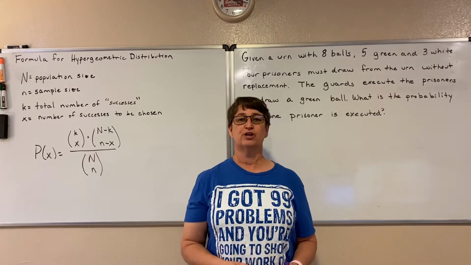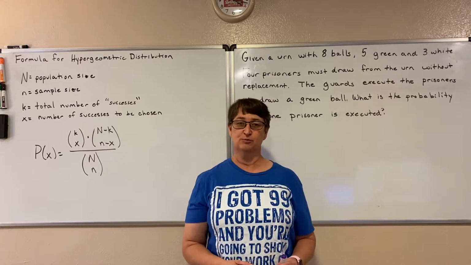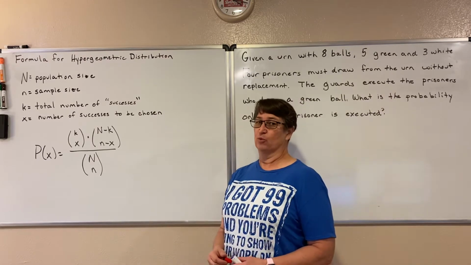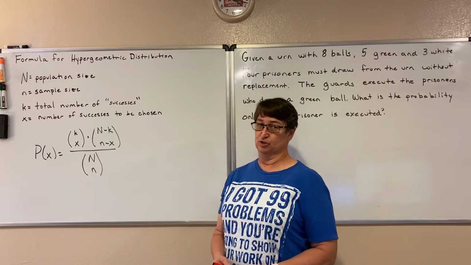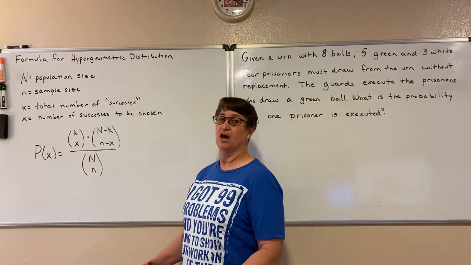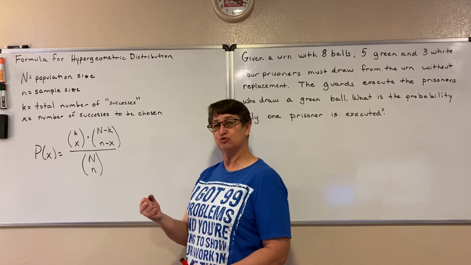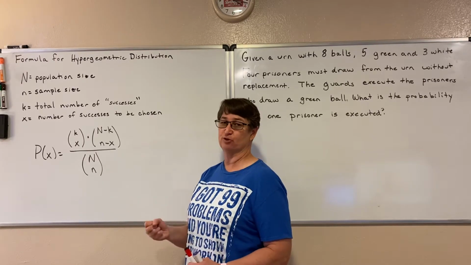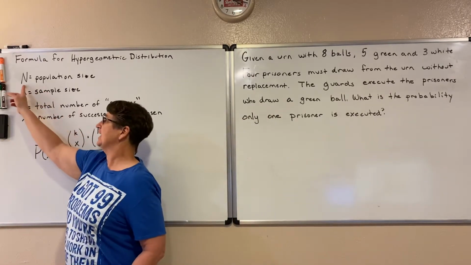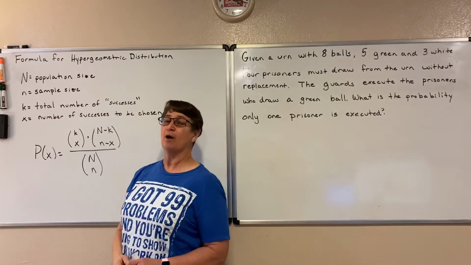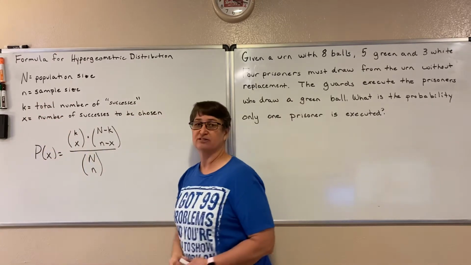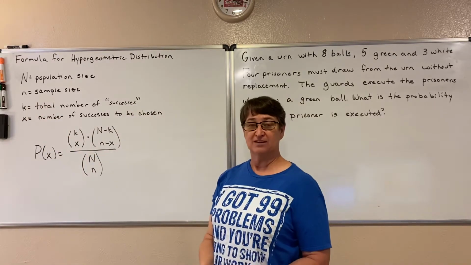In this video, we're going to use the formula for the hypergeometric distribution to solve probabilities. In a previous video, we looked at what made a hypergeometric distribution hypergeometric. And we saw that we needed a population of items that we were choosing a sample from, without replacement. We're going to use a capital N to denote our population size and a lowercase n to denote our sample size. We've done that in the past in statistics.